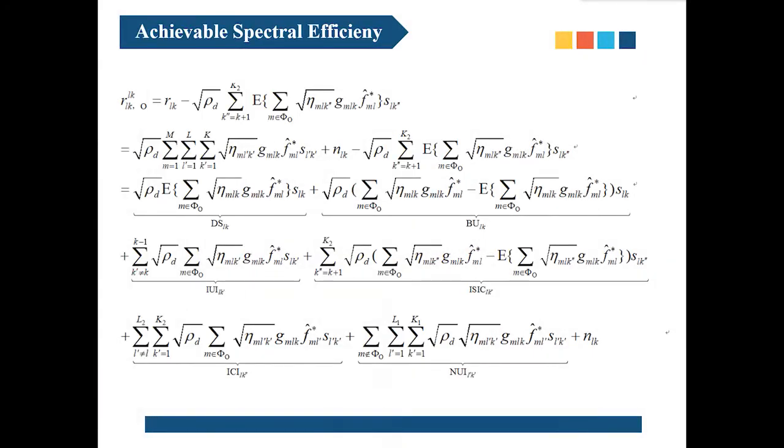In the expressions, DS and BU represent the desired signal and beamforming uncertainty for the kth UE in the L's cluster, and IUI represents the inter-user interference. ISIC represents the interference caused by imperfect successive interference cancellation. ICI is the intercluster interference, and OUI and NUI represent the OMA user interference and NOMA user interference respectively.